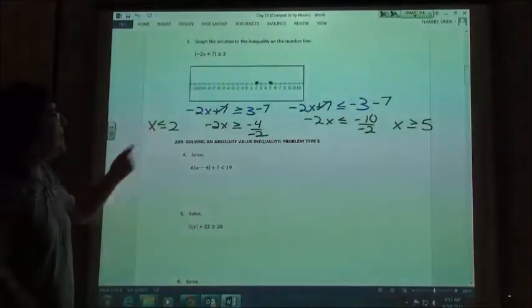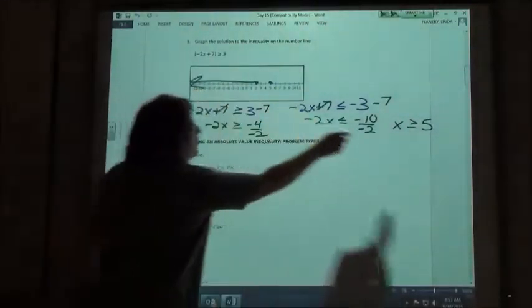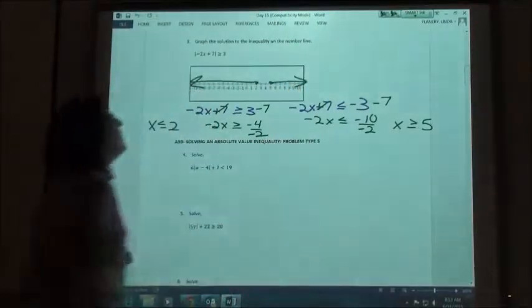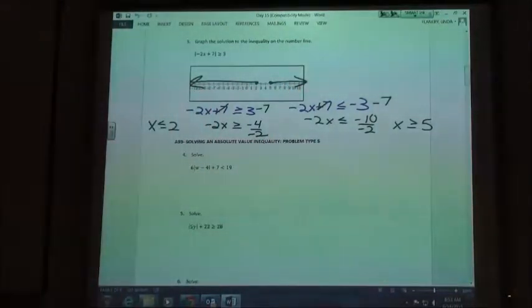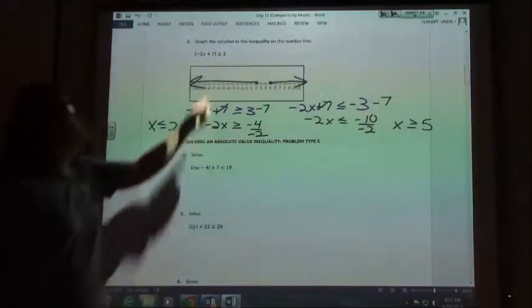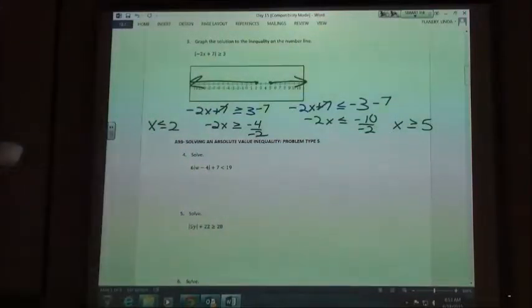I am less than the 2, greater than or equal to the 5, and so you can see, yep, it ended up going in the 2 opposite directions like it should, because there was a greater than to begin with up there.